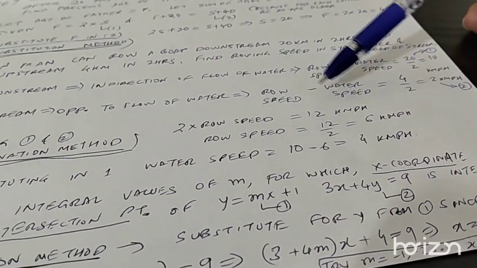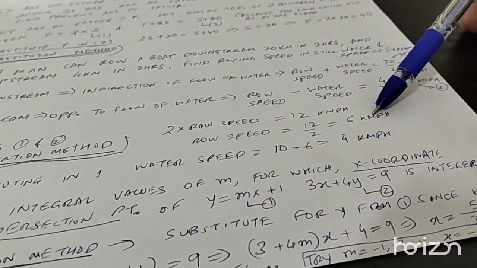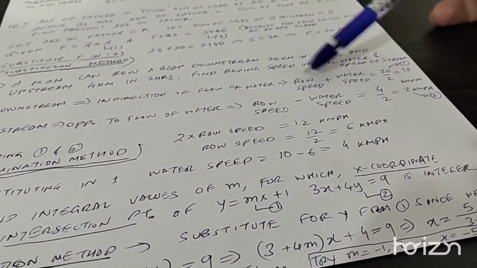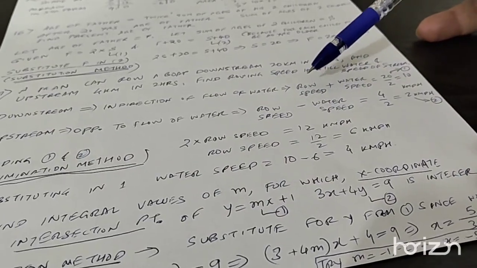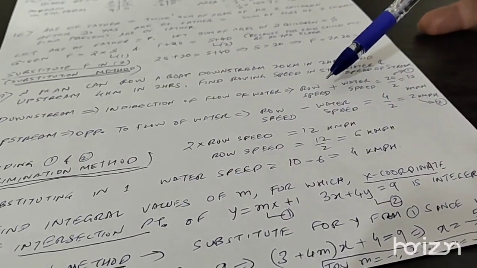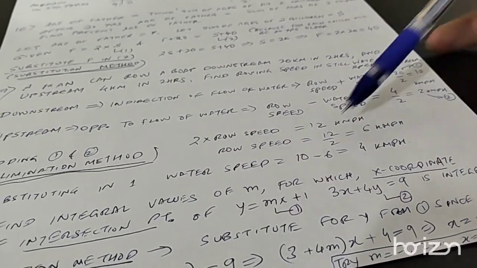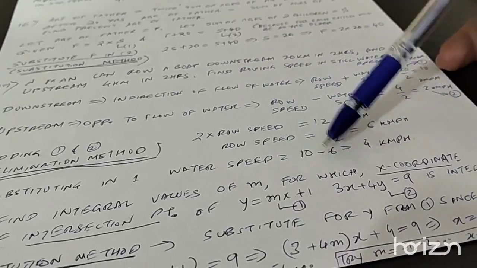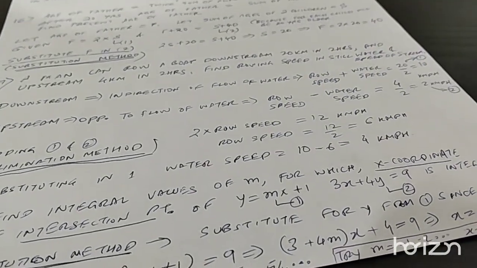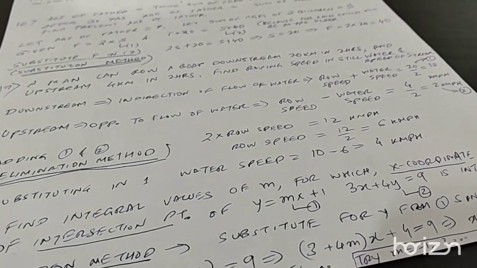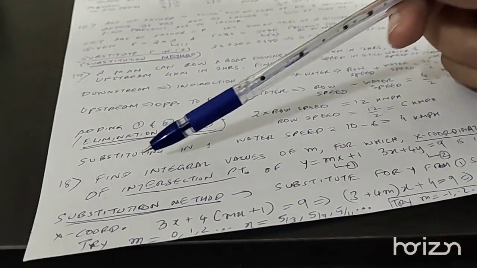Substituting in 1, the water speed. When you get the row speed, 6 kmph, you take the first equation and substitute the row speed as 6. 6 plus water speed is equal to 10. So water speed is equal to 10 minus 6, that is 4 kmph. So that is the answer. Okay. Next question.